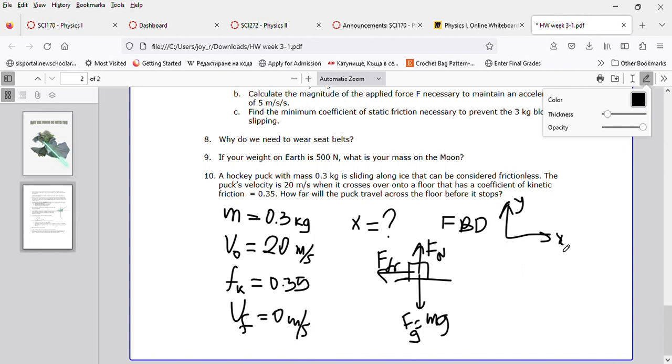So now what am I trying to find? I'm trying to find the distance. It's displacement, but in this case, distance and displacement are the same thing because you're just moving in one direction. So the only force acting in that direction that you're moving is the friction force. This is in the x-axis, right? In the x-axis, the only force that is acting is the friction force.